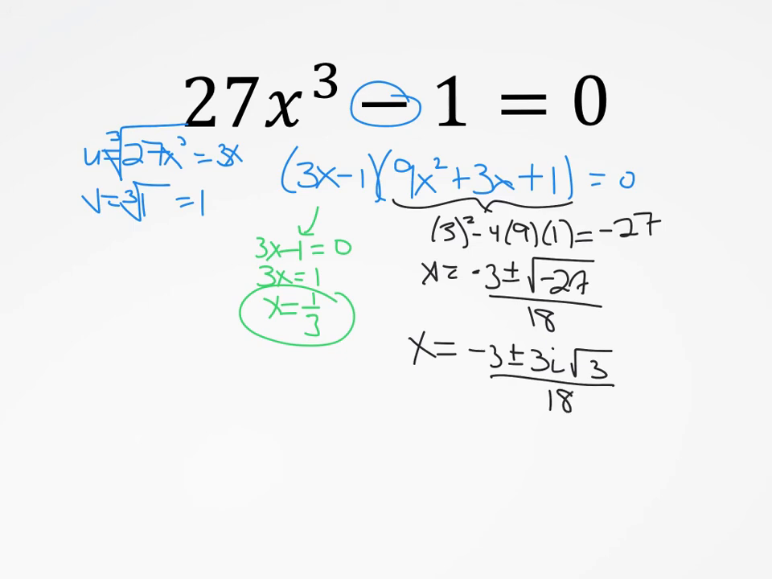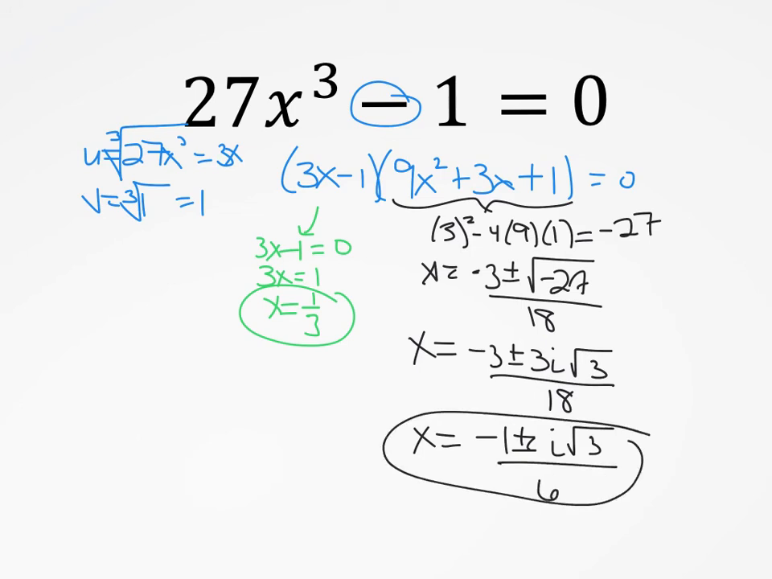Remember, you have to break down the 27 in a factor tree, and you need an i in your radical for the negative. So x equals, when you reduce, everything's divisible by 3, -1 plus minus i square root 3 all over 6. So notice our degree is 3. We have one answer here, and we have 2 answers here. -1 plus i square root 3 over 6, and -1 minus i square root 3 over 6.